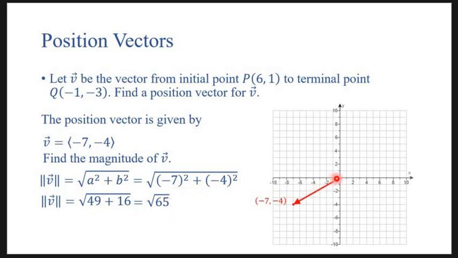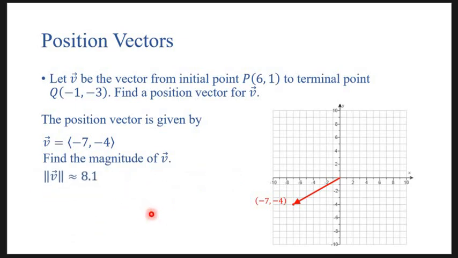I want to actually know what that length is. The square root of 65 is an irrational number, but I can get an approximation by typing it into my calculator. I get that the magnitude of this vector is approximately 8.1 units. So now that I have the magnitude of the vector, I'm going to go ahead and find the direction of the vector. So I had the initial and terminal points of the vector. I found the position vector for it. Then I found the magnitude, and now I'm going to find the direction of vector v.